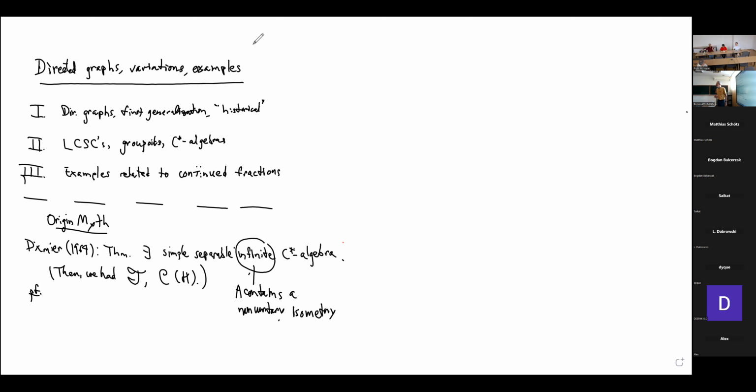So what is the ideal? The compact operators. I learned what compact operators are 20 years ago. So if you look at the finite rank operators.